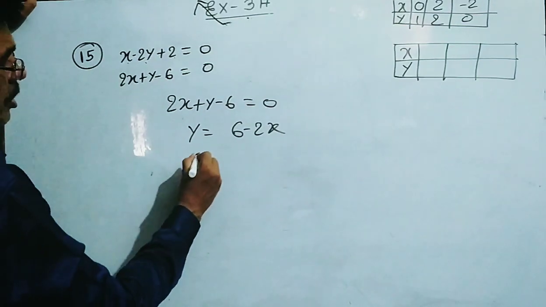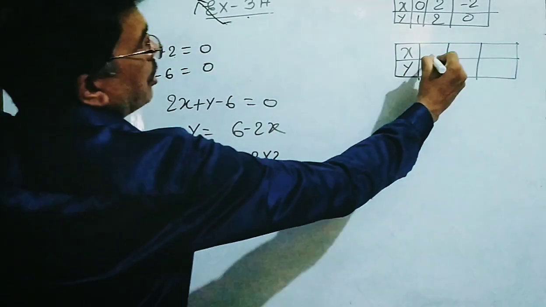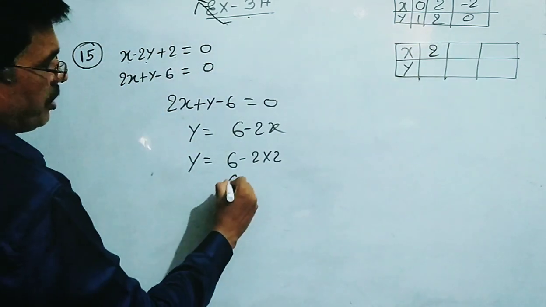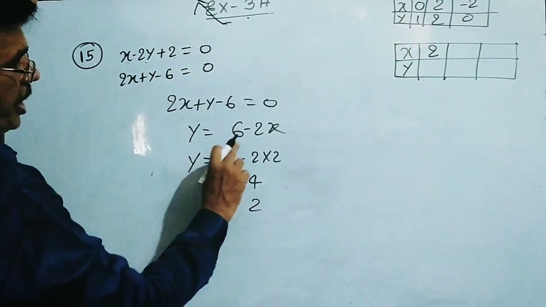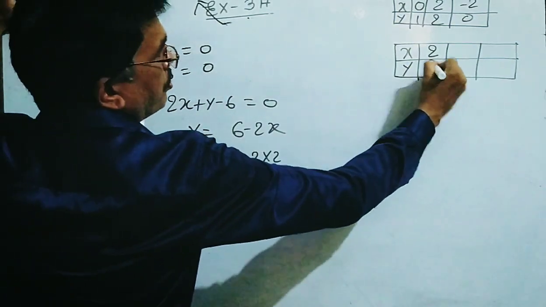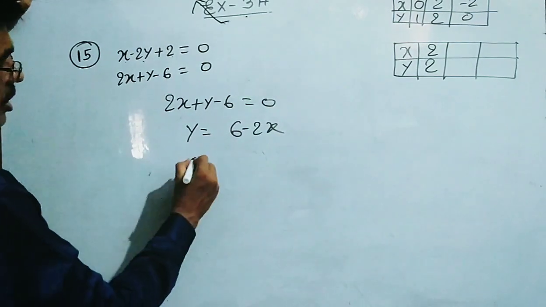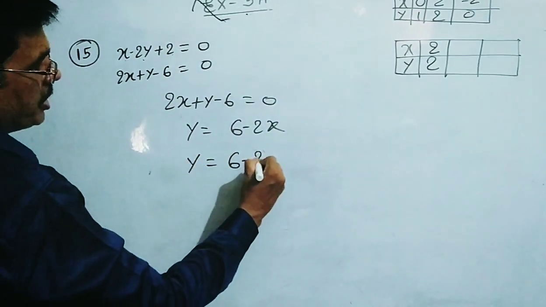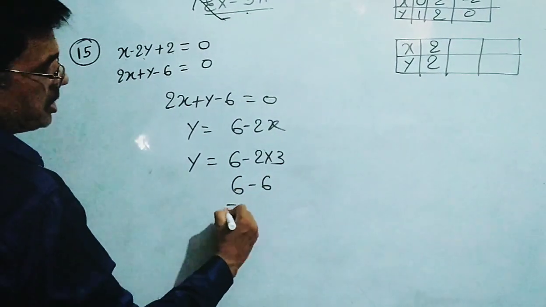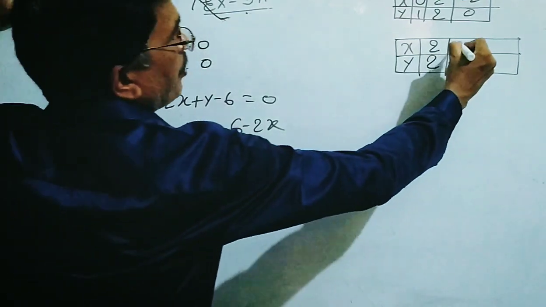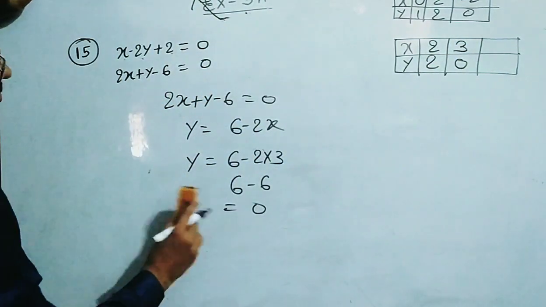So dear student, you write y is equal to 6 minus 2 into 2. Write the value x is equal to 2. Then what you get? You get 6 minus 4, that is 2. So when x is equal to 2, y is also 2. Now y is equal to 6 minus 2 into 3. I write x is equal to 3. Then it is 6 minus 6, that is 0. So when x is equal to 3, y is equal to 0.